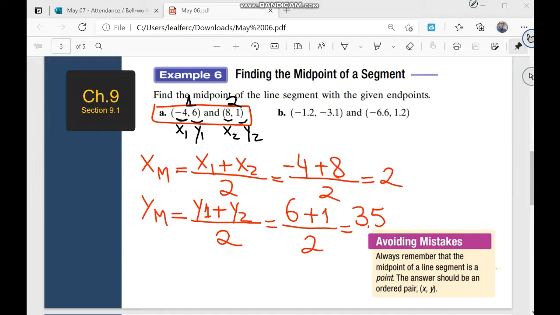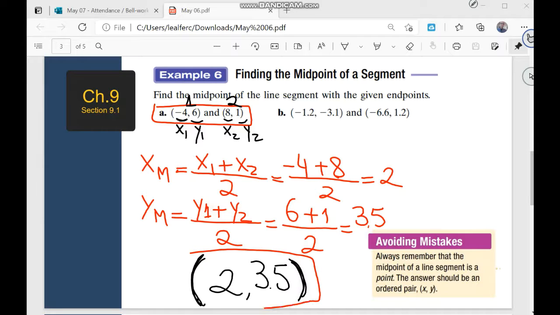The final answer, and check this out, avoiding mistakes. Remember that the midpoint is a point. The answer should be an ordered pair: parentheses, x is 2, y is 3.5, close parentheses. That is the right answer, the coordinates of a point.